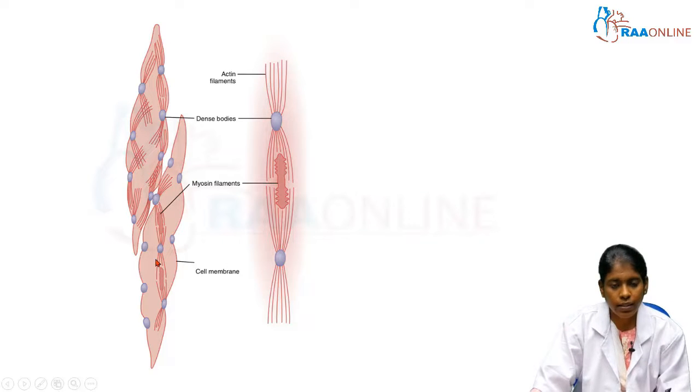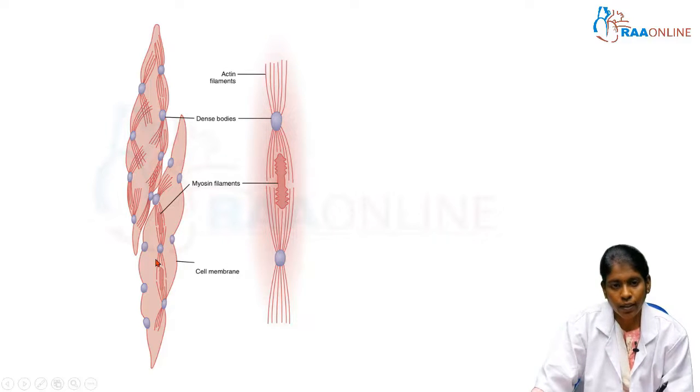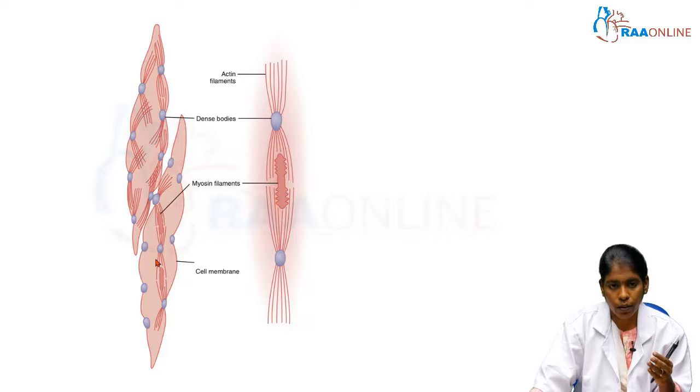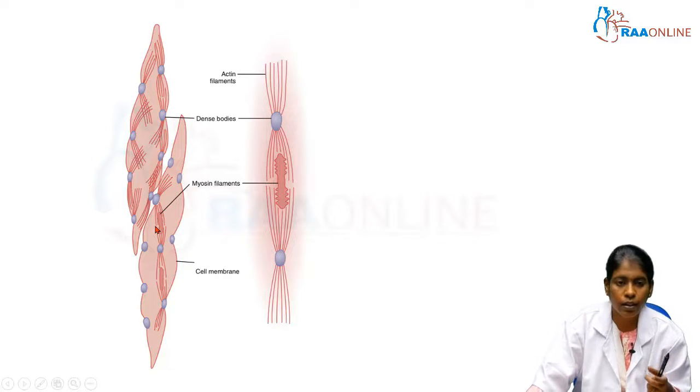So, as you can see in this picture, the sarcomere, that is the thin and thick filaments of the sarcomere, are not uniformly arranged like that of the skeletal muscle, and hence the striations are absent in smooth muscle, and hence it is called smooth muscle. So, these are the thin filaments, and in the center this is the thick filament.